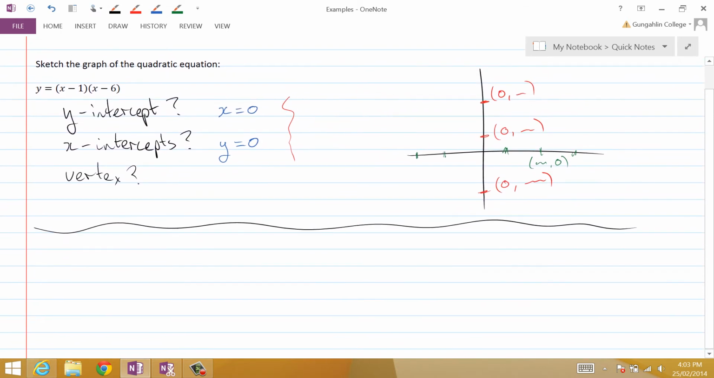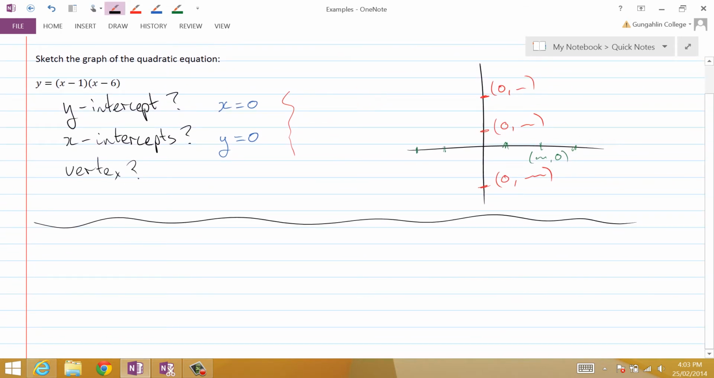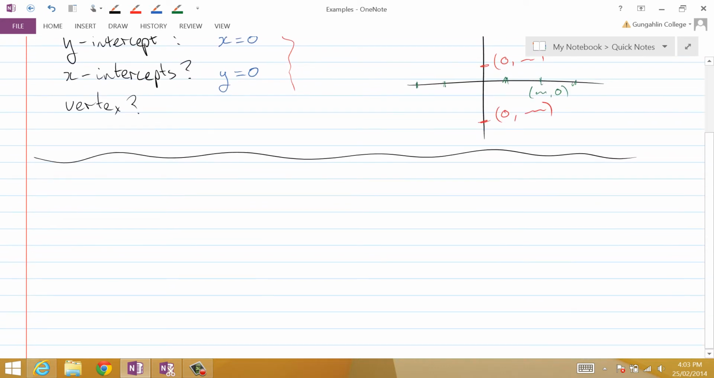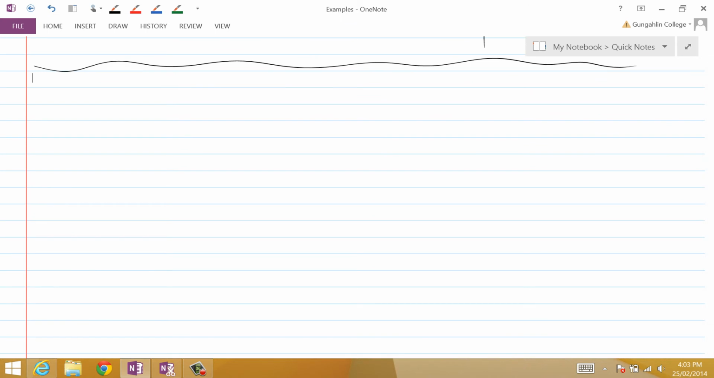So what I'm going to do now is I'm going to go through each of these questions, and then we're going to sketch the graph. So the y-intercept happens when x equals 0. So my equation was y equals x minus 1, x minus 6. I want to find y-intercepts. They happen when x equals 0.